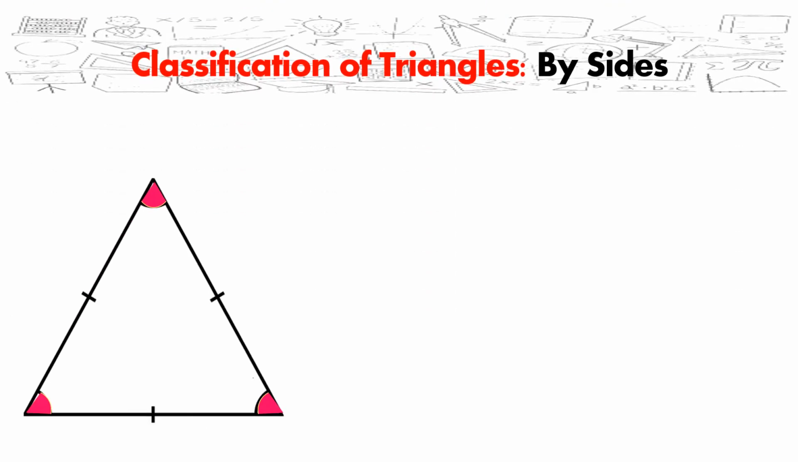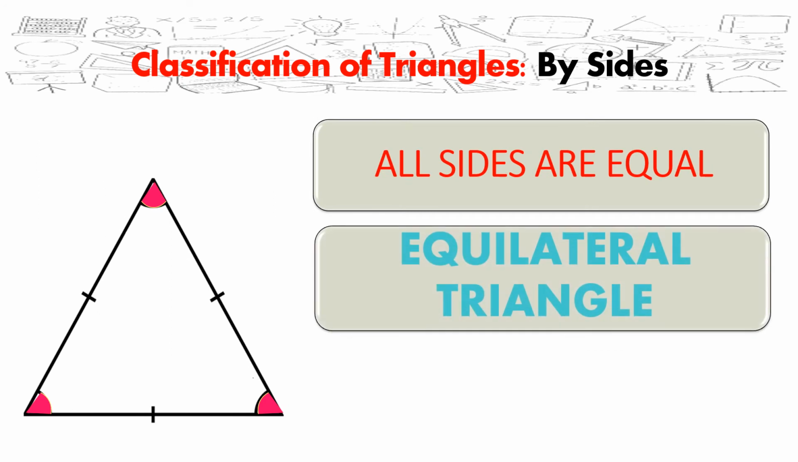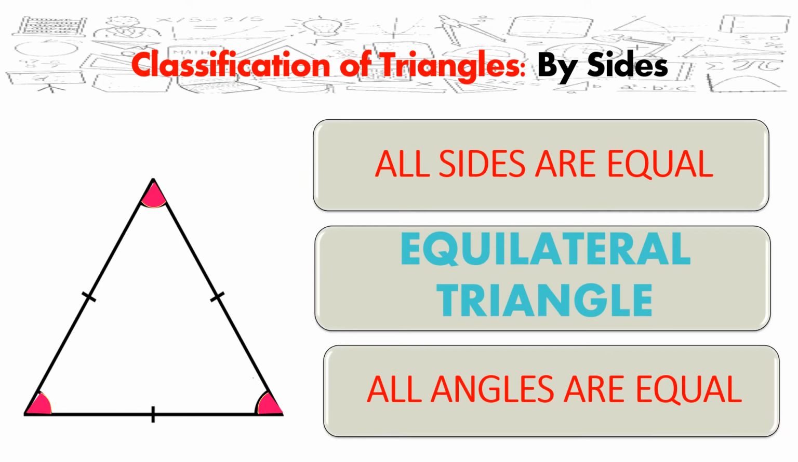A triangle in which all the sides are of equal length is called an equilateral triangle. Since the three sides are equal, therefore the three angles opposite to the equal sides are also equal in measure.